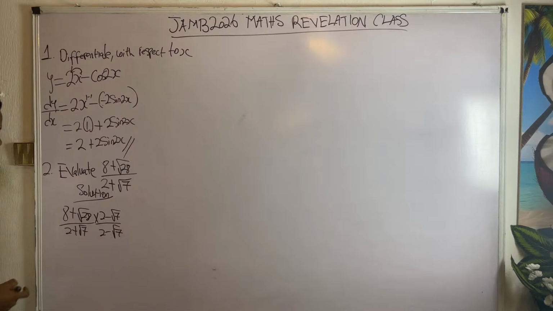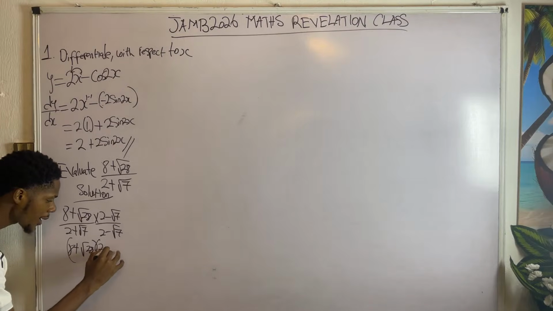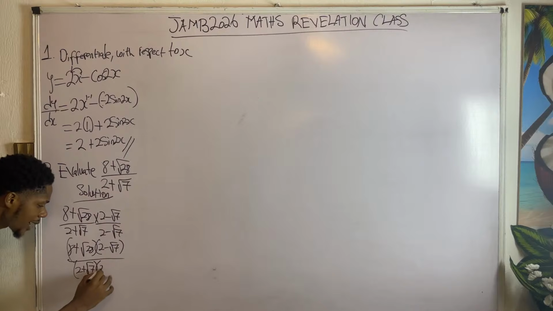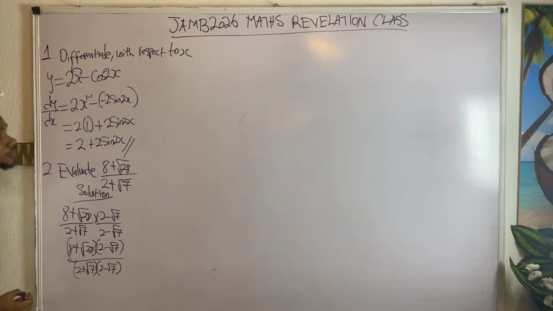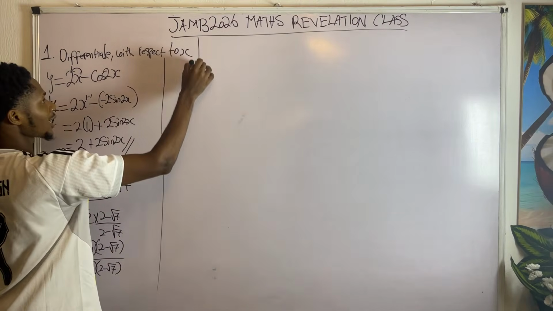Now we multiply it together. We're going to have 8 plus root 28 in brackets times 2 minus root 7, divided by 2 plus root 7 times 2 minus root 7. Okay, that's what you are going to have.